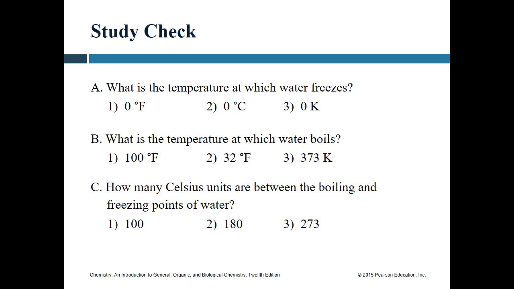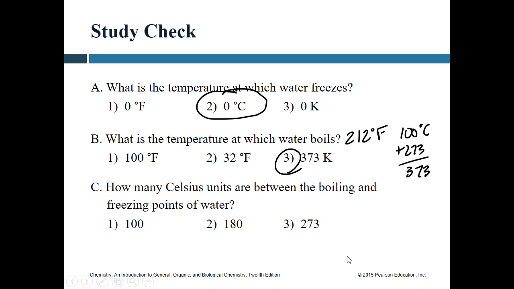What is the temperature where water freezes? Right, 0 degrees Celsius. What is the temperature where water boils? So we know it's either 212 degrees Fahrenheit, 100 degrees Celsius, or if we add 273 to that, that would be 373 Kelvin. How many Celsius units between boiling and freezing for water? 100.